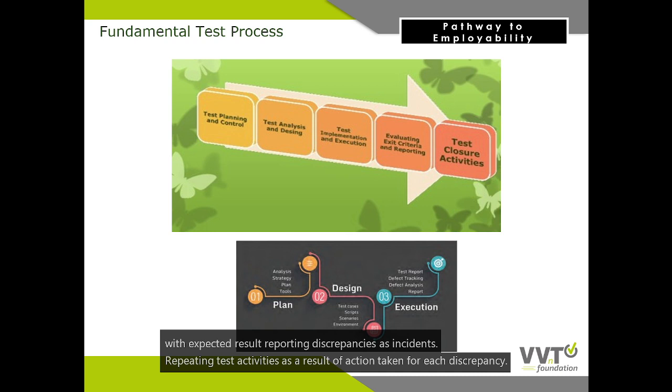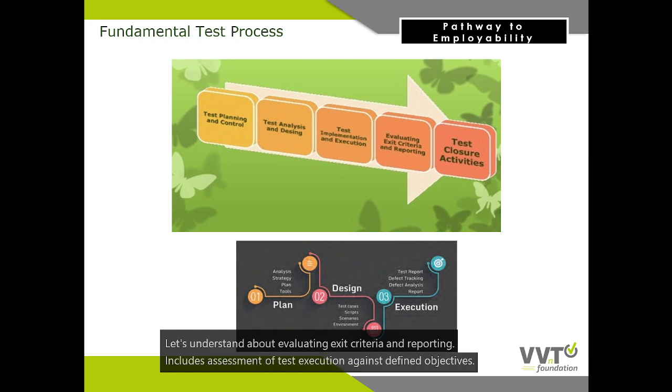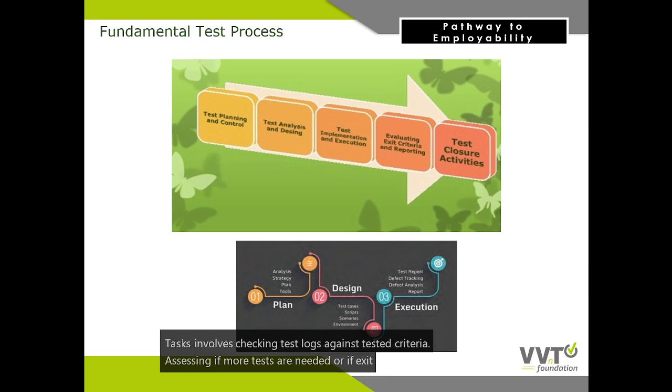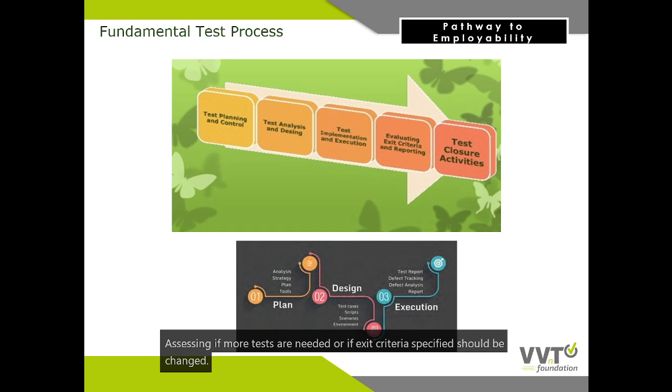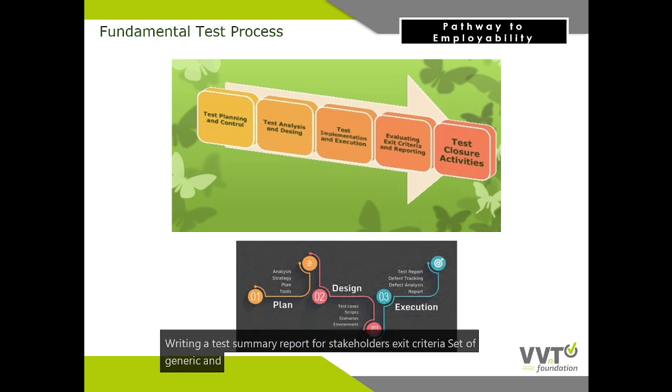Let's understand about evaluating exit criteria and reporting. Includes assessment of test execution against defined objectives. Tasks involves checking test logs against exit criteria. Assessing if more tests are needed or if exit criteria specified should be changed. Writing a test summary report for stakeholders. Exit criteria, set of generic and specified conditions, agreed upon with stakeholders for permitting a process to be officially completed.